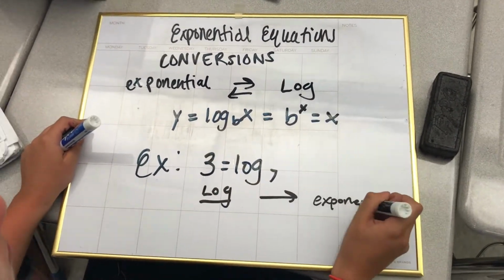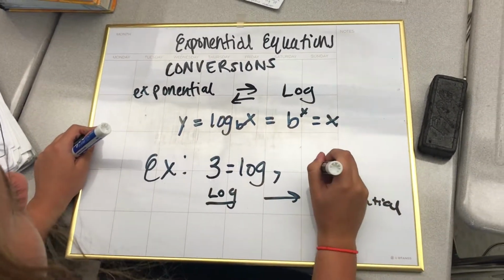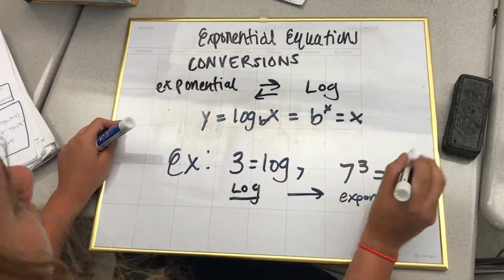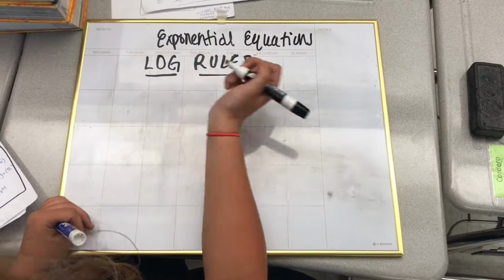3 equals log base 7 of x. If you change that into an exponential, you will get 7 to the power of 3 equals x.